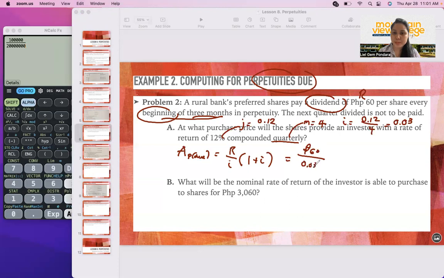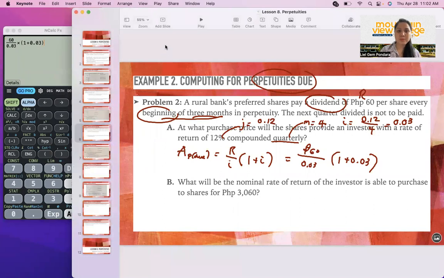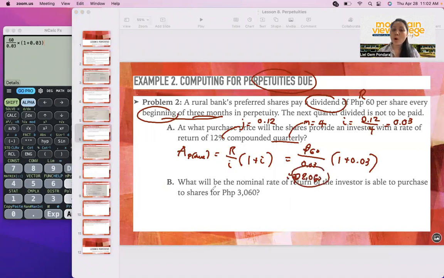Our I is 0.03. 1 plus 0.03. Let's use our calculator. That will be 60 over 0.03 times 1 plus 0.03. There. The answer is 2,060. So the purchase price is at 2,060.